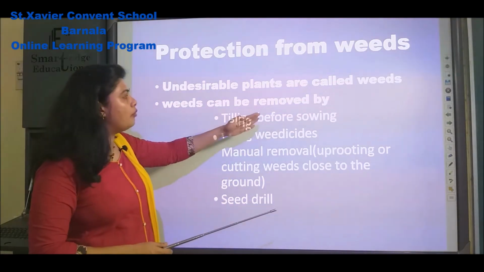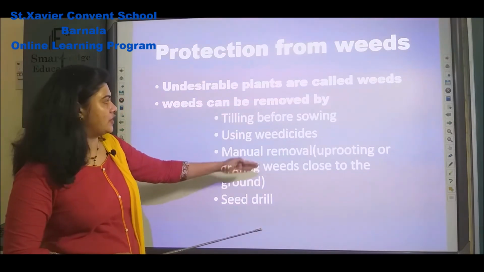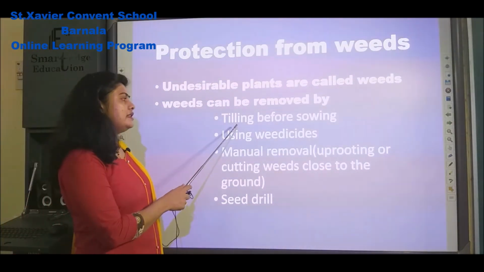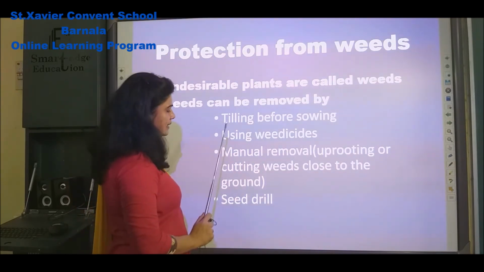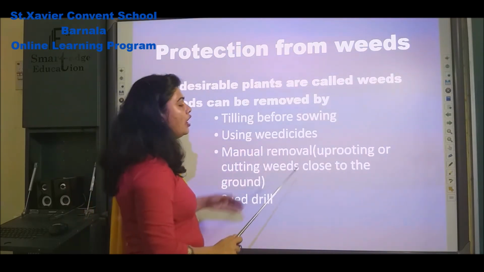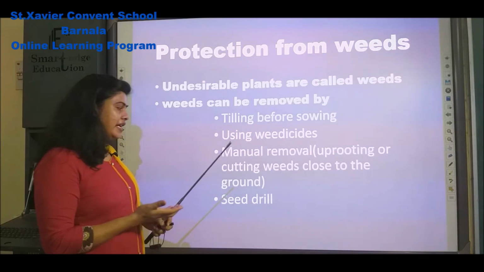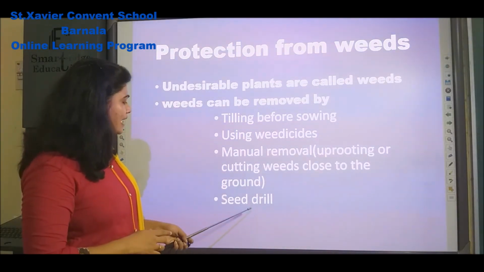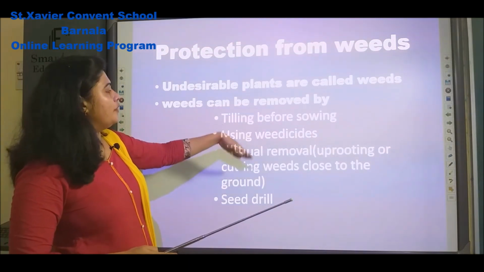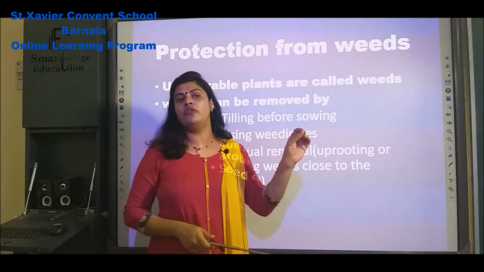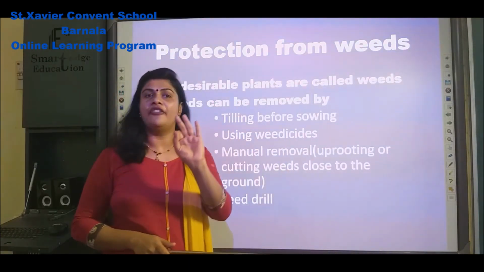So in order to remove these weeds, what techniques do we use? First one is tilling before sowing. Second one, using weedicides. Third one, manual removal, or uprooting or cutting weeds close to the ground, and the last one is seed drill. These are the methods used for removing weeds. Actually, the removal of weeds is called weeding.